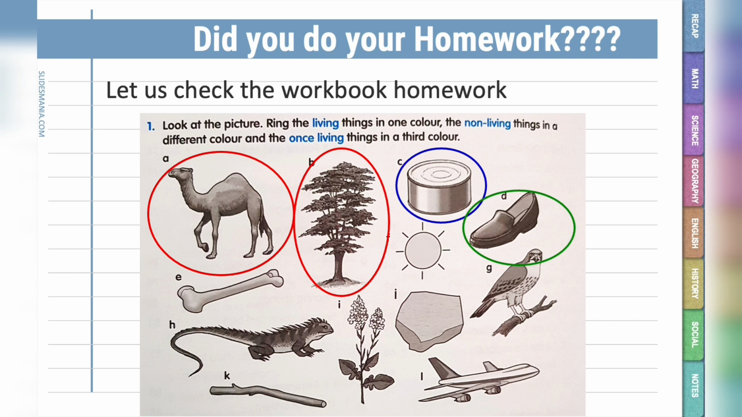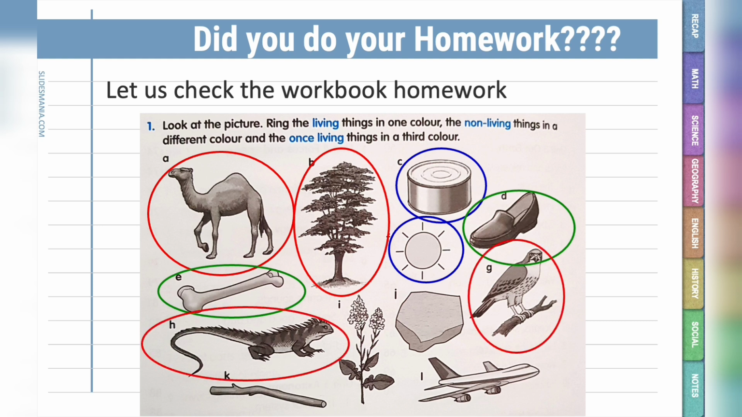Now what about the bone? It was once living. Yes, it was once living. What about the sun? It's non-living. Yes, non-living. What about the bird? It's living. And what about this animal over here? It's living. What about the plant? It's living. What about the stone? Non-living. What about the stick? Once living. Yes, it was once living. And what about the airplane? Non-living, yeah.